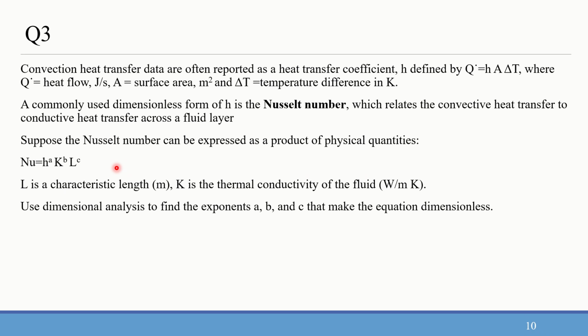Now we will start. It is a very simple problem. So now what we are required to do is first write the dimensions of all the quantities given in the question. So given is Q is equal to H into A into delta T, and H we can write as Q by A into delta T. So the unit of H is not given in the question. But Nusselt number is equal to H^a K^b L^c.